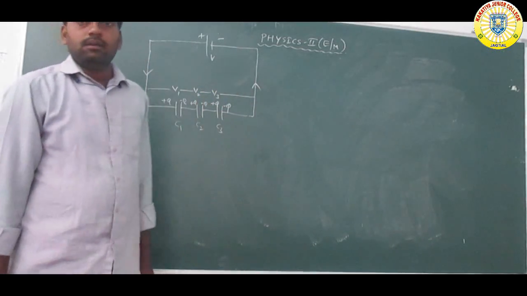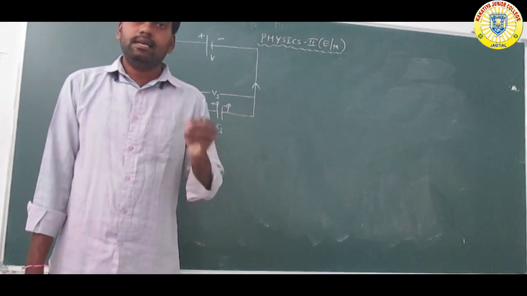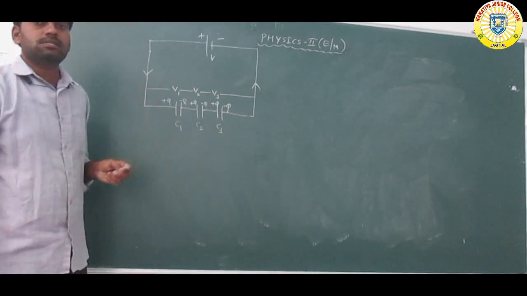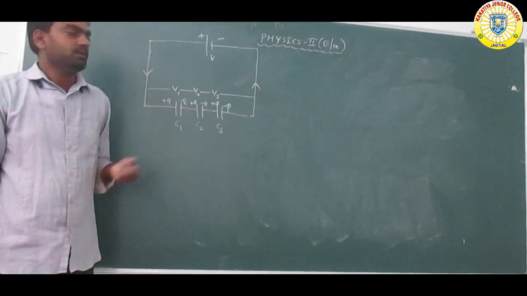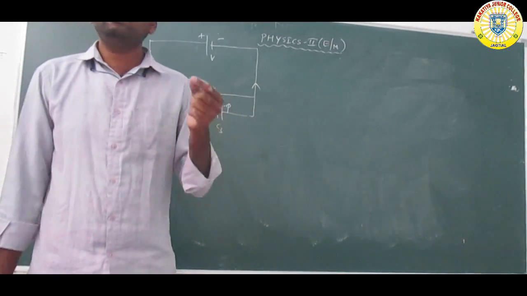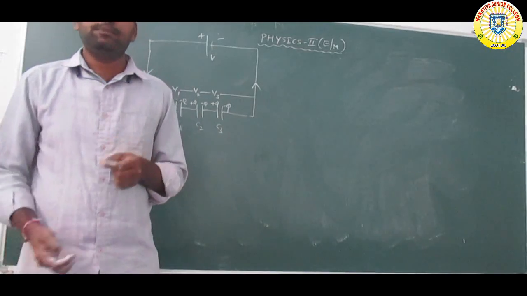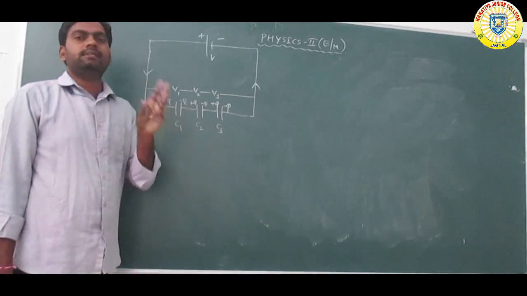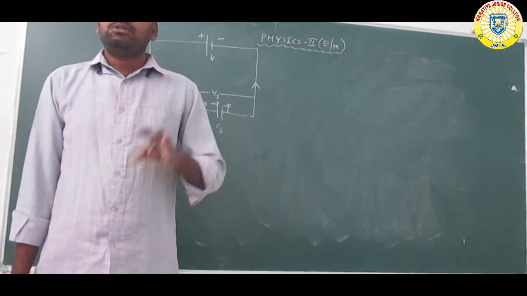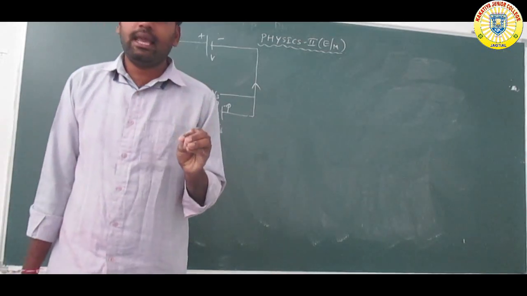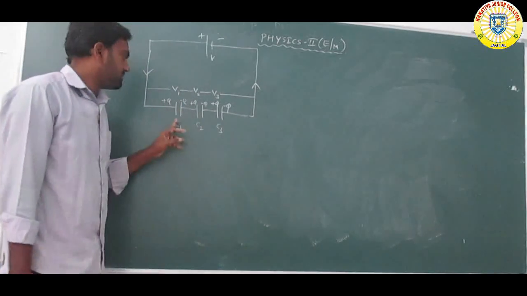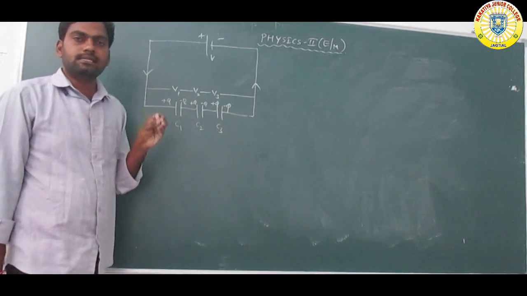The capacitors are connected in a series combination. The arrangement of the capacitors is shown in this circuit diagram. Here only 3 capacitors are taken, and the 3 capacitors are connected in a series combination.